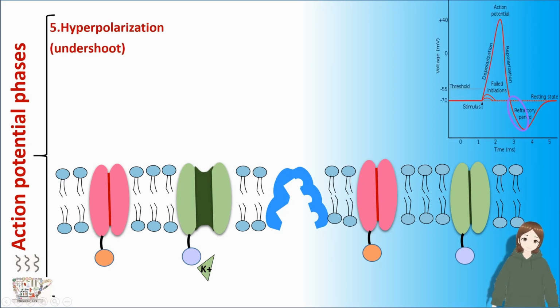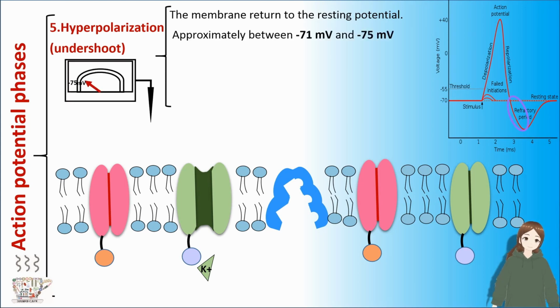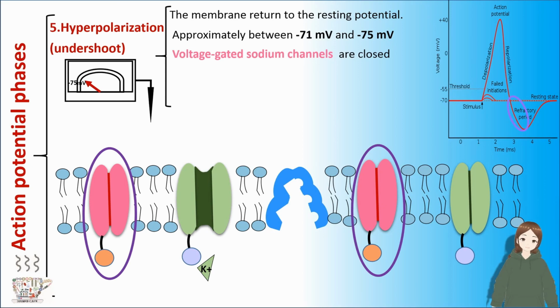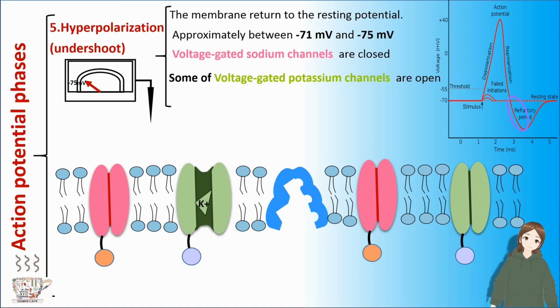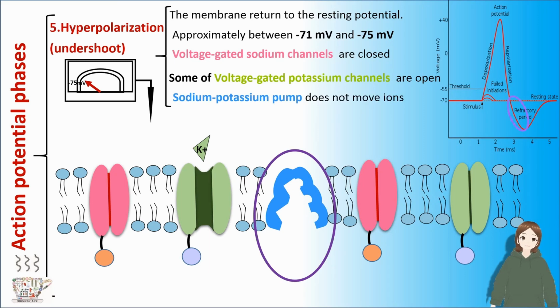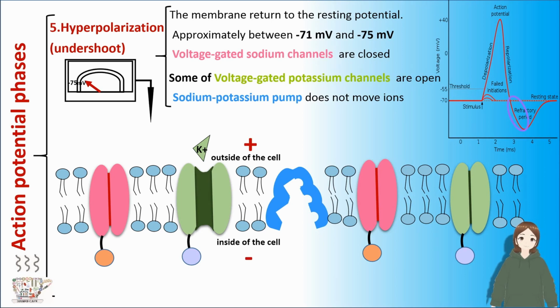The last phase is hyperpolarization or undershoot. The membrane returns to the resting potential. The voltage is approximately between minus 71 and minus 75 millivolts. Voltage-gated sodium channels are closed. Some of voltage-gated potassium channels are open, and sodium-potassium pump does not move ions. Outside of the cell is positive, and the inside of the cell is negative.